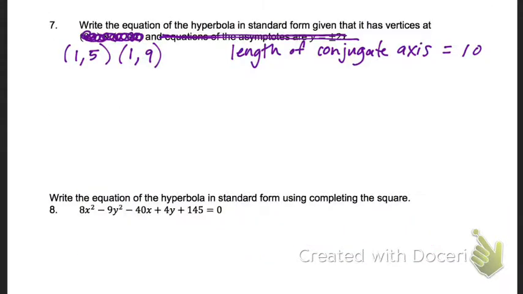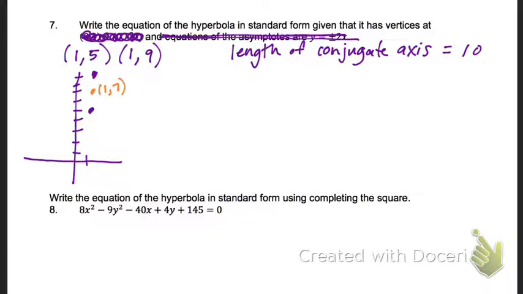So it gives us vertices and length of conjugate axis. So let's draw our picture. Got 1, 5 and 1, 9. The first thing I want to do is find my center. My center would be at what? 1, 7. Good.